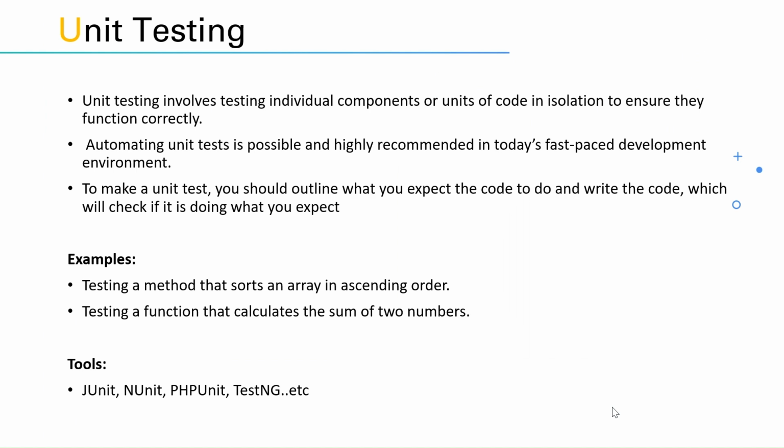To make a unit test, you should outline what you expect the code to do and write the code which will check if it is doing what you expect. The examples of unit tests are testing a method that sorts an array in ascending order, and testing a function that calculates the sum of two numbers. The different tools used for unit testing are JUnit, NUnit, PHPUnit, TestNG, etc.